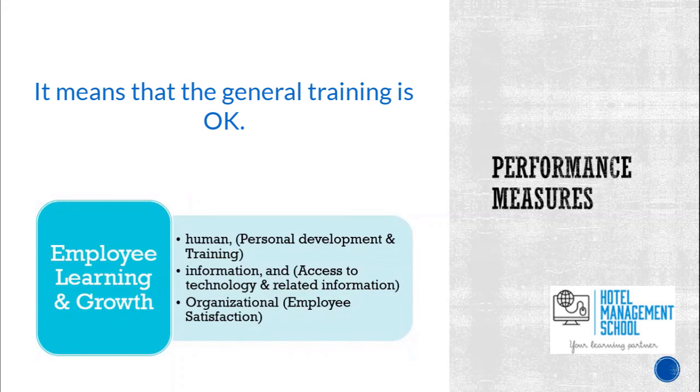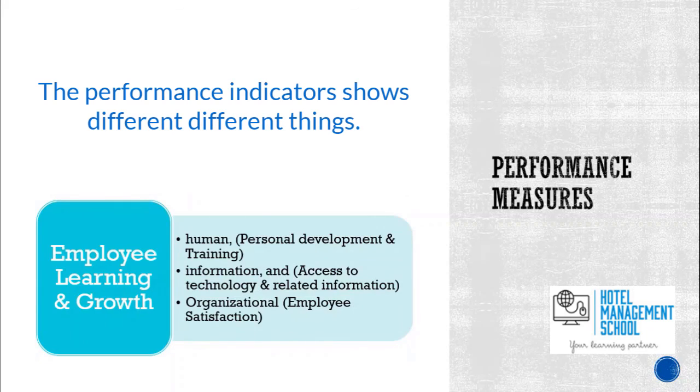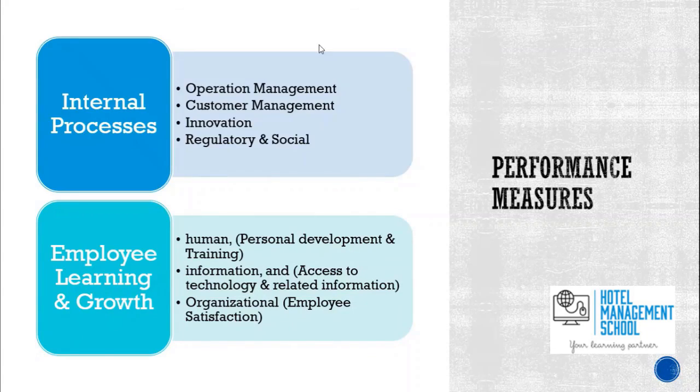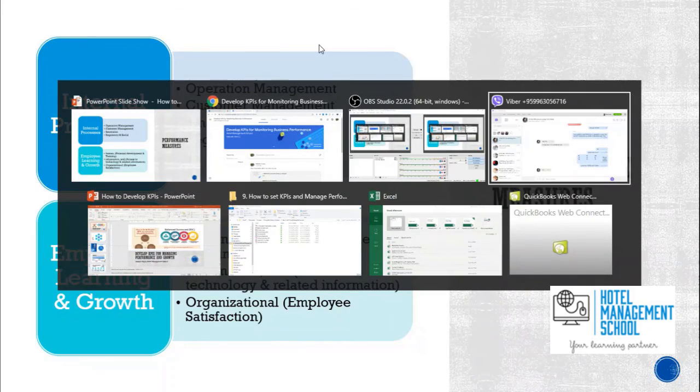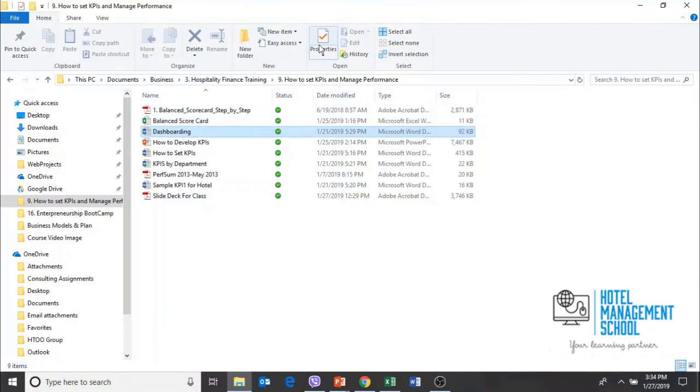So this is how you can dissect the information you are getting from the surveys or the performance indicators. The performance indicators show different things. Okay, so these are the performance measures. I have different performance measures. Let me show you a performance measure of, okay, sample KPIs for hotel.